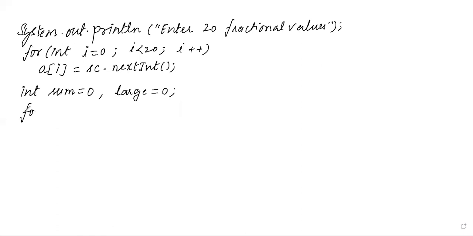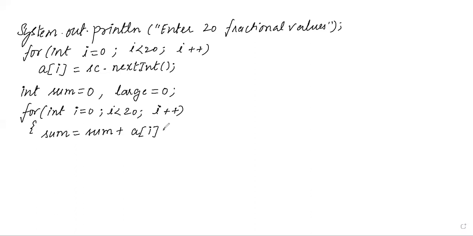Now again, you will execute the for loop, and int i will be initialized as 0. i must be less than 20, i++. After that, you have to add the value. So simply give sum = sum + a[i]. With the help of this statement, the addition of the elements will be calculated and accumulated in the variable sum. Now in the same loop, you have to find the largest value.